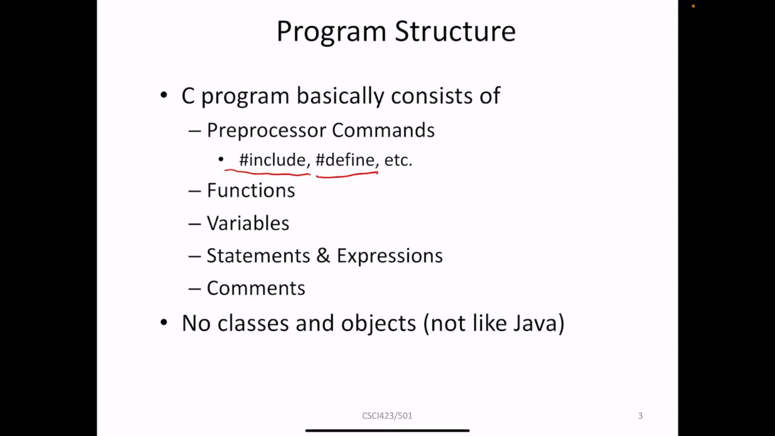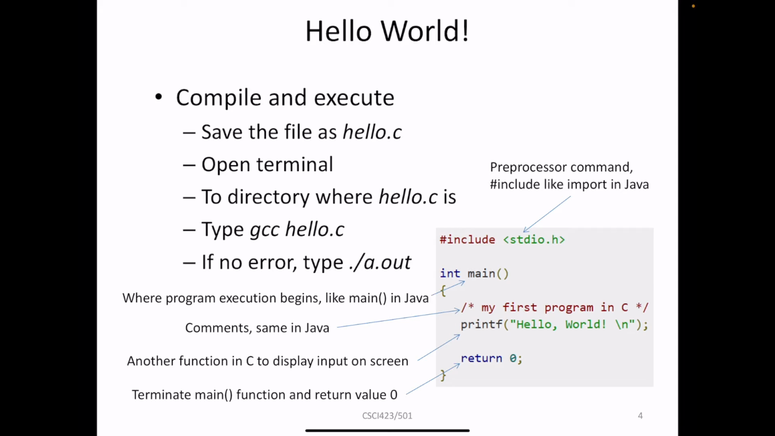Since Java is an object-oriented programming language, you can define classes and objects in your Java programs. However, C is a function-oriented programming language, so there is no concept of classes or objects there. Similar to when you learned Java, the first program you write is hello world. So here, the first C program we are going to learn is also hello world.